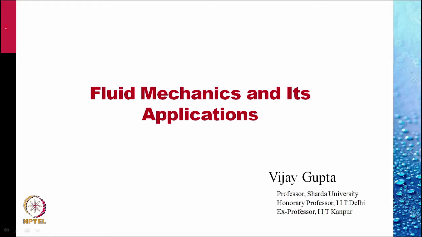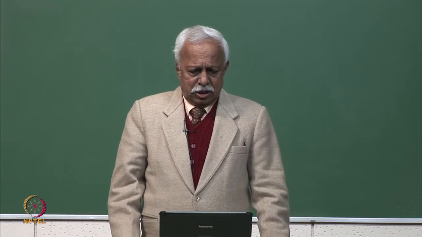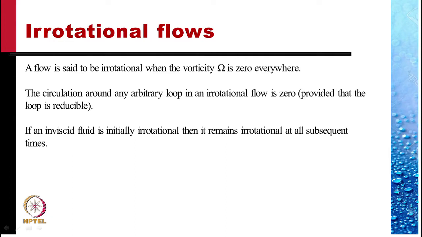Welcome back. In the last lecture, we studied the irrotational flows. The flow is said to be irrotational when the vorticity omega, that is the curl of velocity, is zero everywhere. The circulation around any arbitrary loop in an irrotational flow is zero, provided that the loop is reducible. If an inviscid fluid is initially irrotational, then it remains irrotational at all subsequent times.